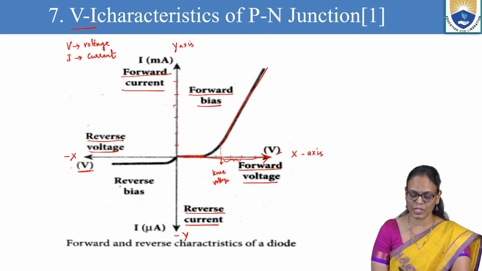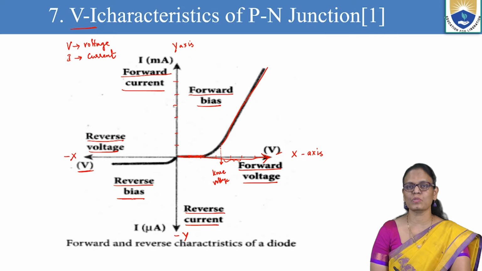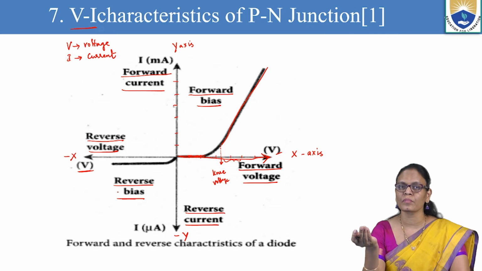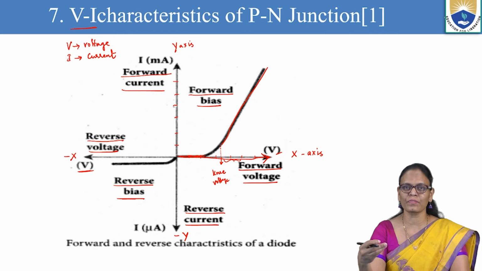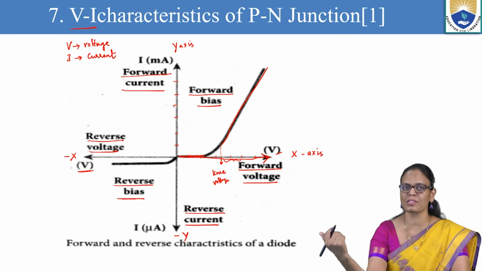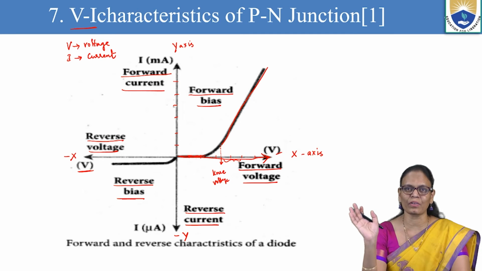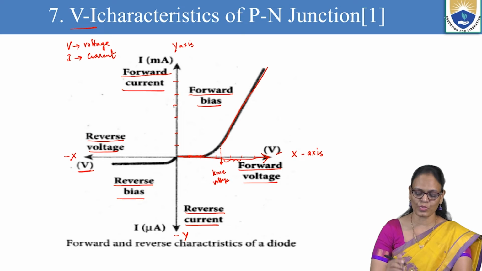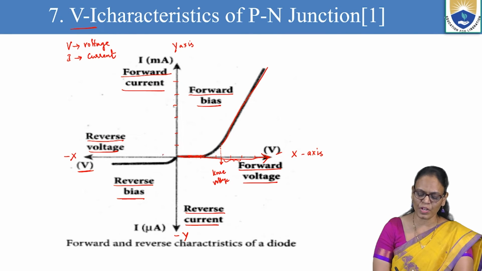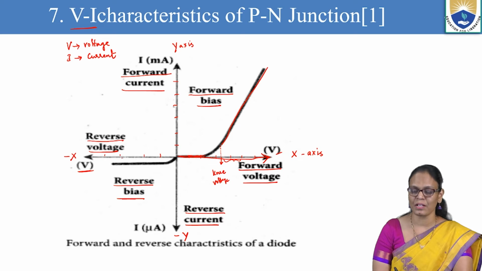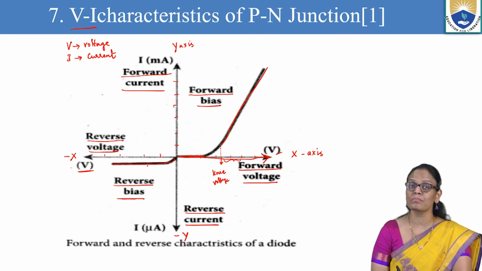Now when it comes to reverse bias, we connect the P type to the negative terminal and the N type to the positive terminal, because of which the width of the depletion layer increases and the current is only due to minority carriers. So what you observe here is that even as you increase the voltage, the current is very small. This is the current that is flowing, and this current is always due to minority carriers. That's why it is very small.